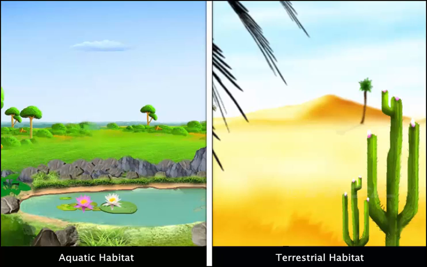If the habitat of living organisms is land, then they are said to be living in a terrestrial habitat. Similarly, if the habitat of living organisms is water, then they are said to be living in an aquatic habitat.